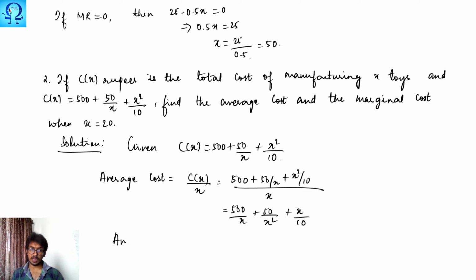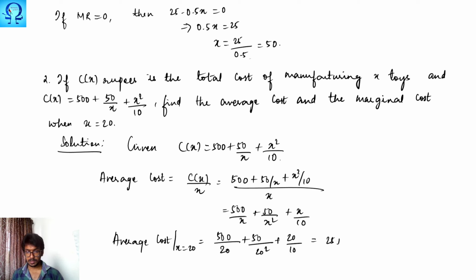Now we'll have to calculate the average cost when we produce 20 units. So if you substitute x is equal to 20 in this, it is going to be 500 upon 20 plus 50 upon 20 squared plus 20 upon 10. That is going to be 25 plus 50 upon 400 plus 2. So 25 plus 2 is 27, and this is 50 upon 400.